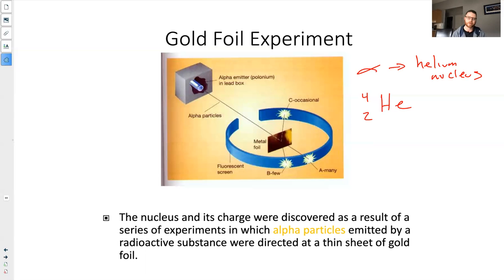Prior to the gold foil experiment, a lot of the information was based on Thomson's model of the atom. Remember, Thomson's model was the plum pudding, where he had electrons embedded throughout.